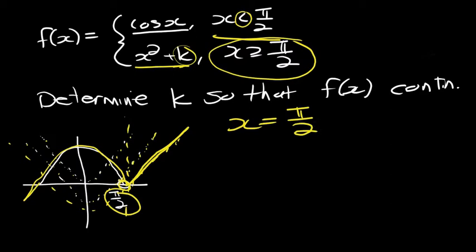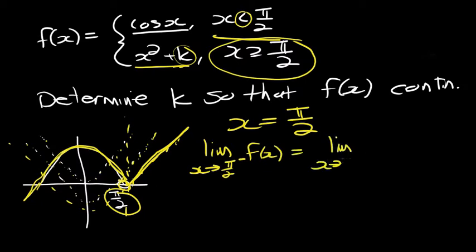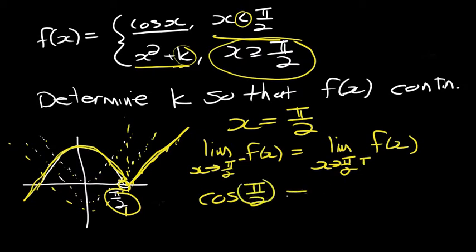Now to determine that, you need to work out the limit from the left hand side. So the limit as x approaches pi over 2 from the negative side of f(x) must be the same as the limit as x approaches pi over 2 from the positive side. So these two limits must be the same. Okay, so how would we determine that? Well, it's easy in a sense, because where cos is pi over 2, we will get a value there. It must be equal to this part of the function.